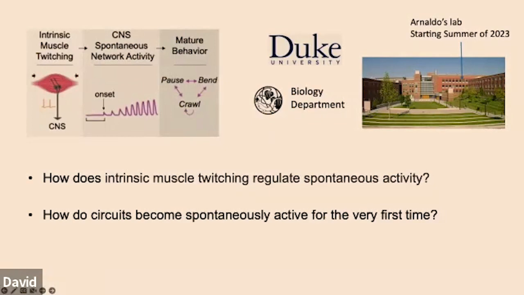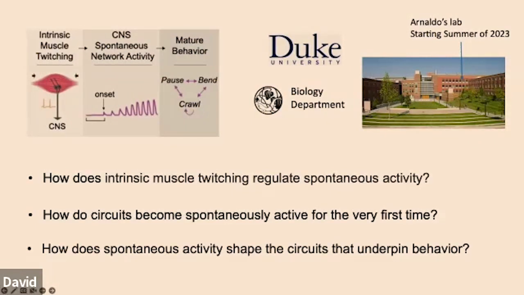The other question is how can these circuits become spontaneously active for the very first time in a precise manner? Something that I didn't mention is that these all occur very stereotyped. So the nervous system becomes active always at the same time. What are the developmental mechanisms controlling that timing? And lastly, how is it that this activity shapes the circuits that are underlying these behaviors?